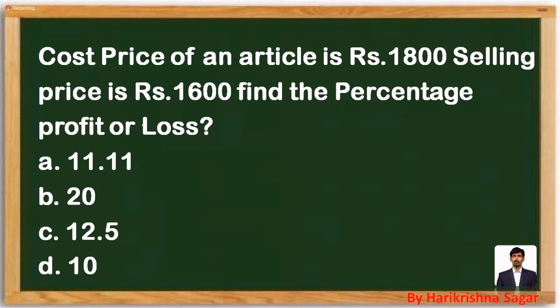Let's look at the second question which is available on the screen. The cost price of the article is 1800 and the selling price of the article is 1600.